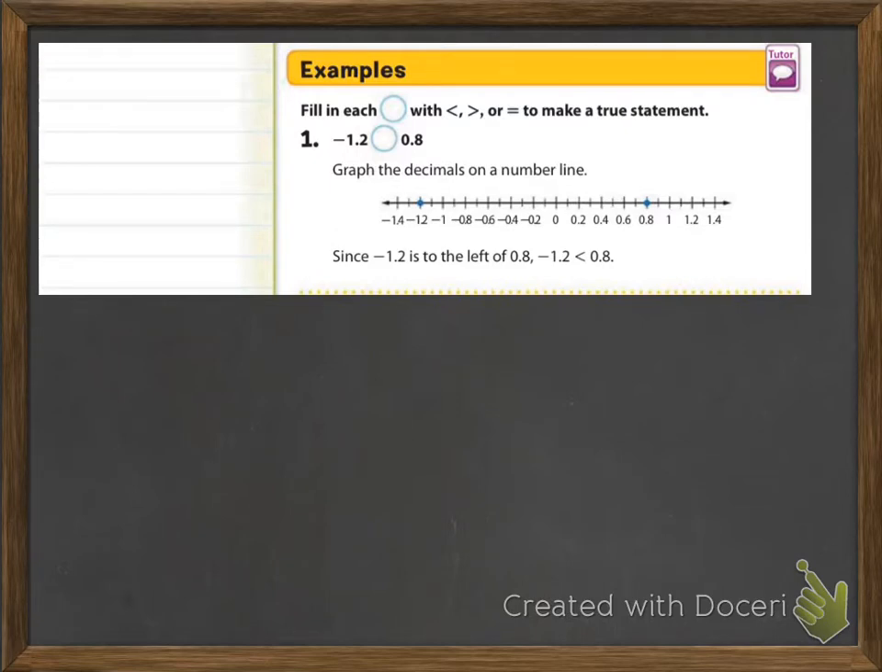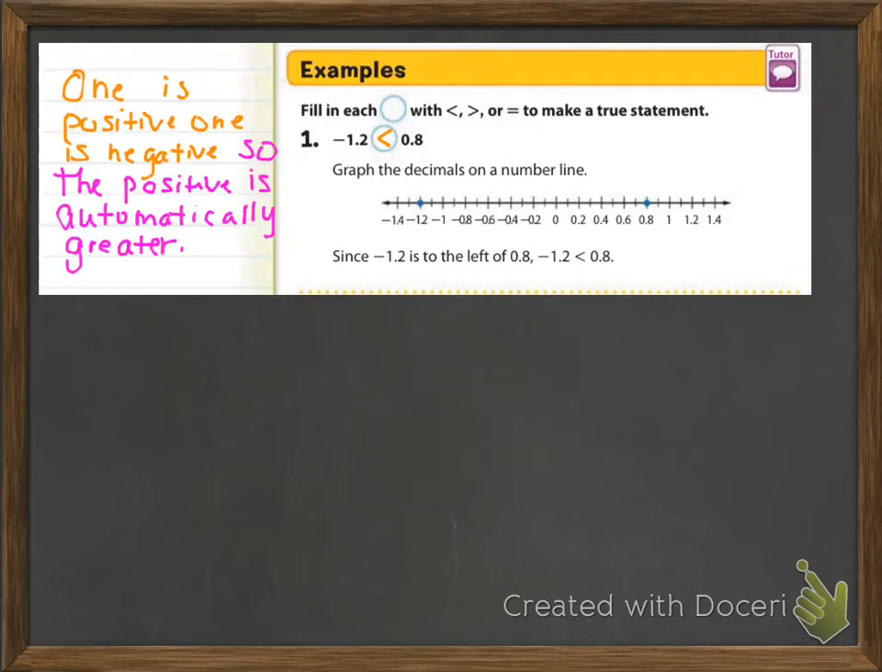Well, first of all, we can use a number line, but obviously since one of our numbers is negative and one is positive, we should know immediately that this one's going to be greater because just by virtue of it being positive, it's going to be greater. So make a little note to yourself out to the side about that. Okay, so out to the side, you can see that I've made myself a little note, and I would like you to write that as well. It says one is positive, one is negative. So the positive is automatically greater.